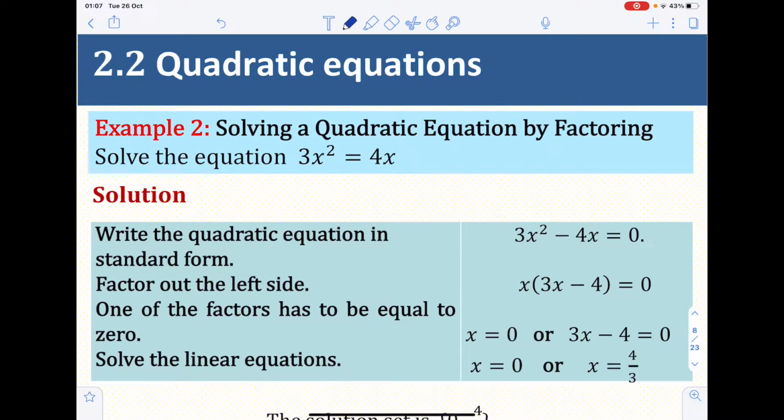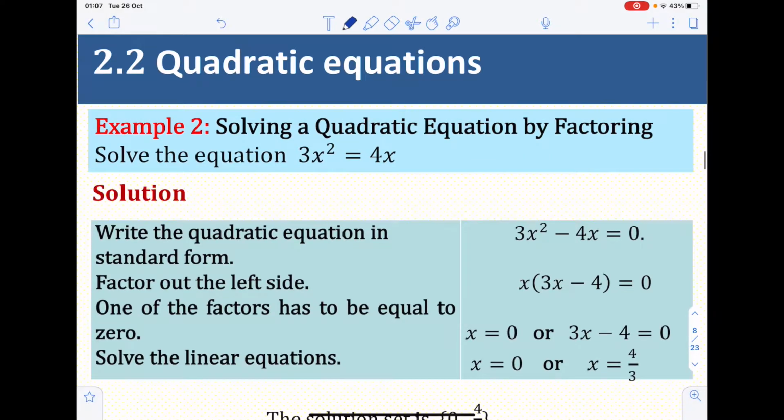Okay, here we have another equation, 3x squared equals 4x. As you can see, we have only two terms. So the same thing here, I'm going to put both terms on one side. So 3x squared minus 4x equals 0.